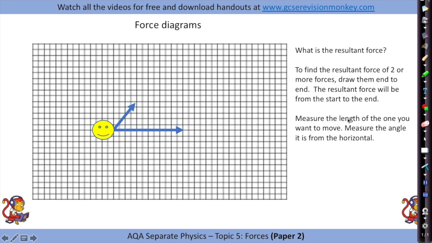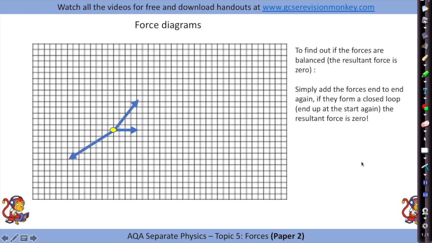And to do this, you're going to need a protractor and a ruler. You're going to measure the length of the one you want to move, and the angle from the horizontal. So this little angle here, measure the length of it, and then you're going to move it to the end of one of the other forces. So your resultant force will now be from the start to the end of the second force, and so this now is your resultant force.